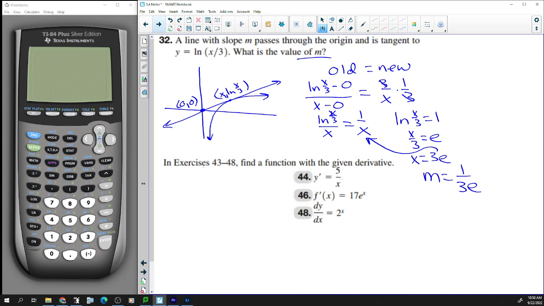Find a function with the given derivative. So on 44, y must be 5 natural log of x plus c. Because that's how we can get x down into the denominator, is by taking the derivative of natural log of x. It's the reciprocal. 46, f. Oh, I like this one. There we go. We love e to the x. It's very easy.